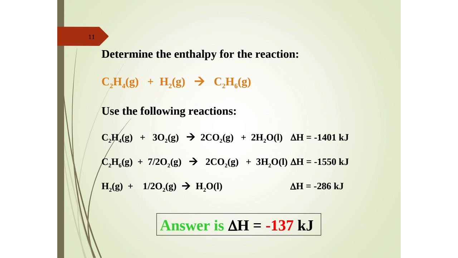Give this last example a try in your notebook. So here is your overall. We want to know what is the enthalpy of this reaction. We don't know what that is. And then here are your 3 subreactions, and go through the exercise. Focus on substances that you see in the overall. Try to match them up. Don't forget to apply that to your enthalpy values, and you should get an answer of negative 137 kilojoules.